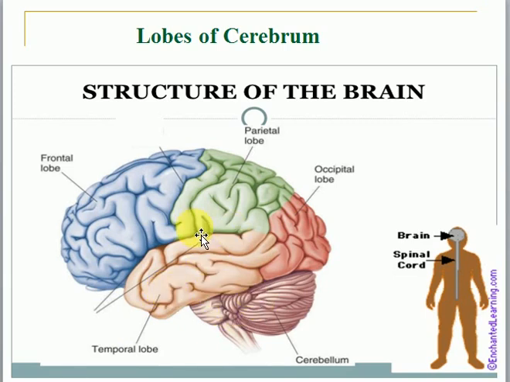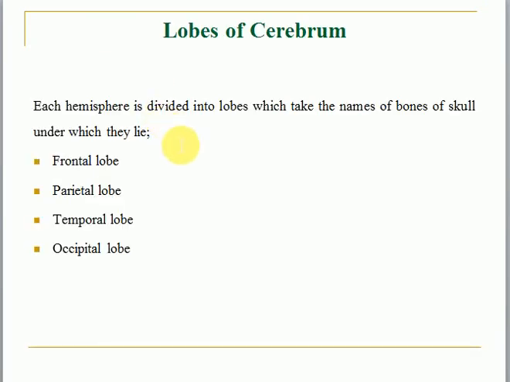Now each lobe of the brain has its own function. If any portion of the lobes of the brain is affected, the function of that part of the brain will be affected. So each hemisphere is divided into lobes, which take the name of the bones of the skull under which they lie: frontal lobe, parietal lobe, temporal lobe, and occipital lobe. These are the lobes of the cerebrum. What is the cerebrum? The cerebrum is the largest part of the brain.